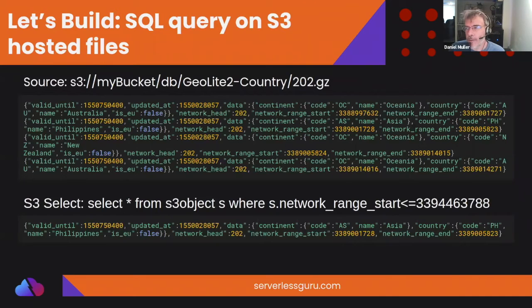So if I look at the files that we stored in S3, my 202.gzip will look something like this. It's a JSON lines file. So you have 1, 2, 3, 4 lines in this example that will have a certain validity date, an updated date, and we'll have some data. So we have a continent, we have the country, and the network head, and then from which IP to which IP it's valid. And then you do, as I said before, a select from S3 object where my network range start is smaller than my number, it gives me one row that I can then pass in my Lambda function.